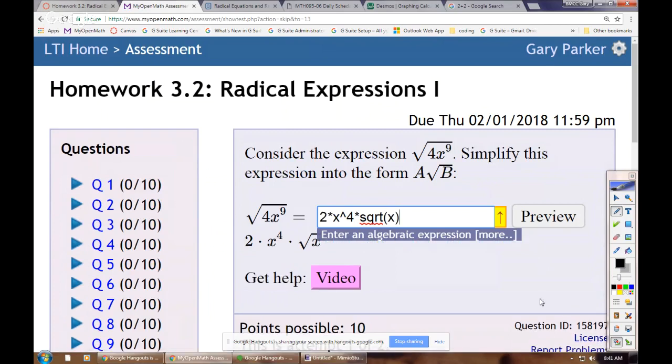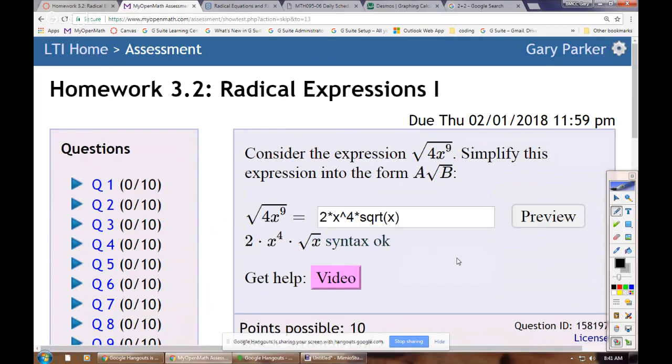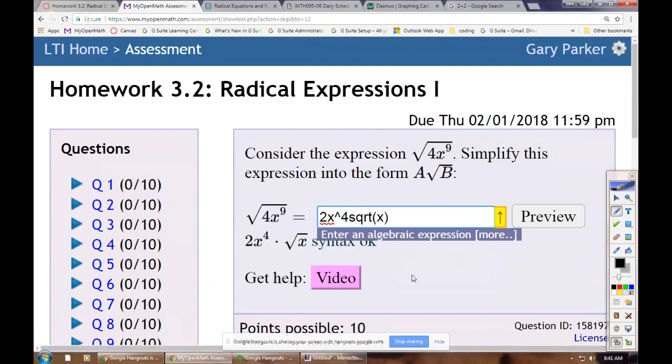And so it'll show me down below here what my answer is going to look like. And it says syntax OK, which means I typed it all right. It looks kind of weird there, but then it looks pretty there. I don't really need the times. I just like them in there, but it looks a little cleaner without.